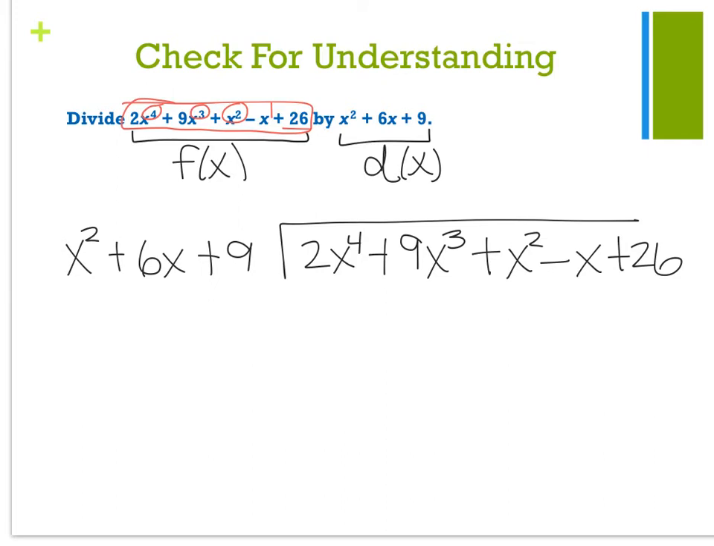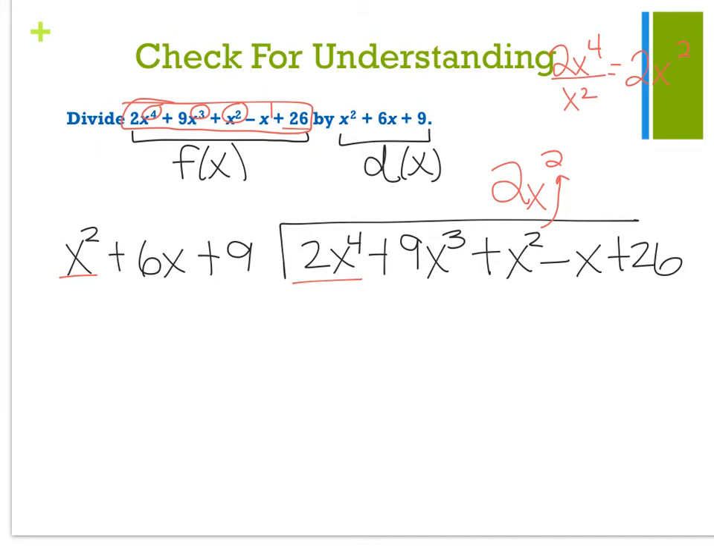So going forward here, we're going to divide x squared into 2x to the 4th. So if I take 2x to the 4th divided by x squared, I actually get 2x squared. So I'm going to record the 2x squared above the squared term in my dividend. Notice that those powers align, right on top of one another.